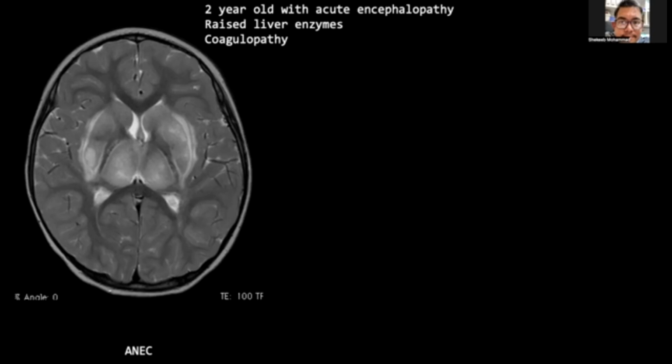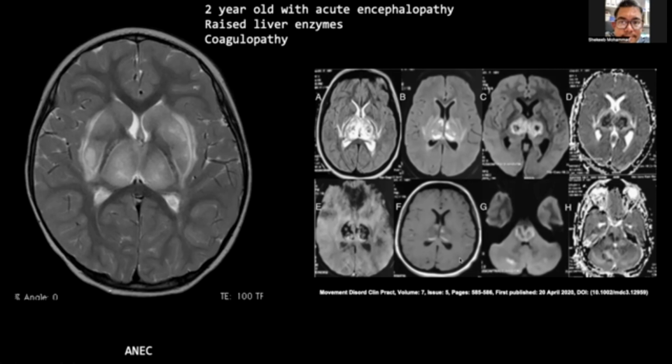A similar pattern has been reported recently with COVID, as well as with other viral triggers, such as in this publication with dengue virus, where you again see these swollen thalami with variable hyperintensity in what has been called the donut or double donut sign, suggesting acute necrotizing encephalopathy. And the thalamic swelling is an important clue.